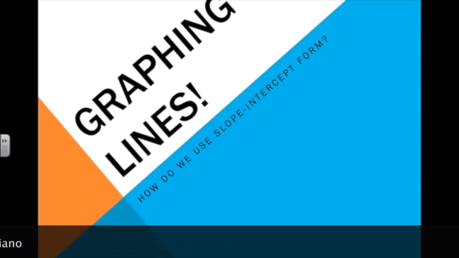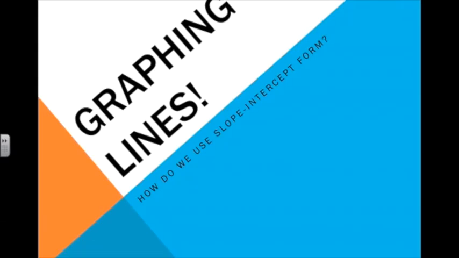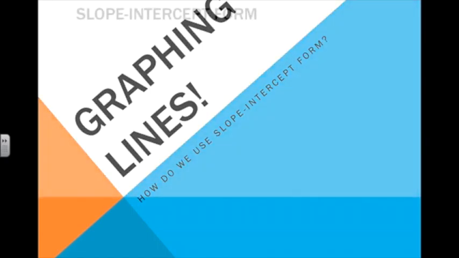Welcome to our tutorial on graphing lines using slope-intercept form. In this lesson, we are going to discuss how to find 2 points to graph a line when we're given a linear equation in slope-intercept form. First, we'll look at how to graph a line by plotting the y-intercept and using the slope to find another point. Then we'll look at identifying the slope and y-intercept from the equation before we graph the line.